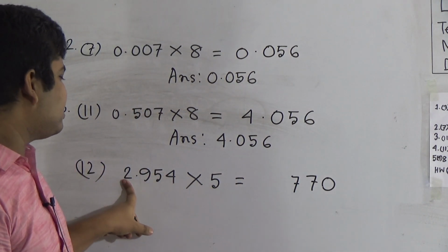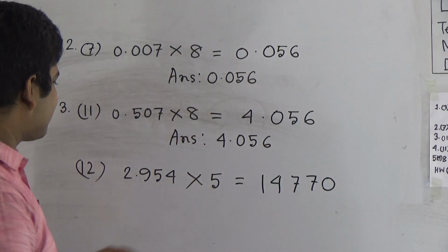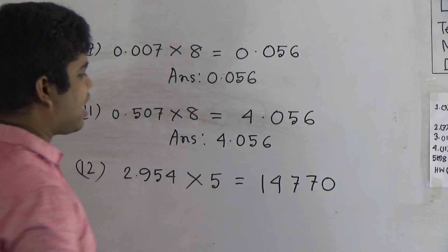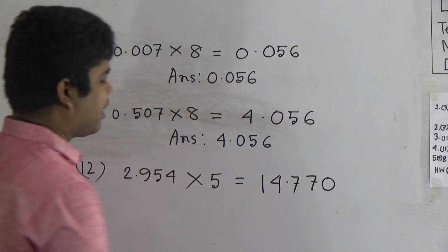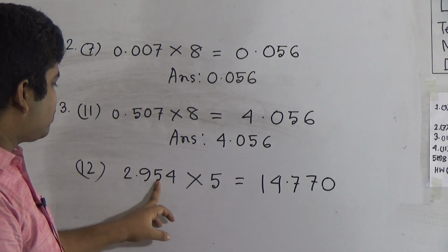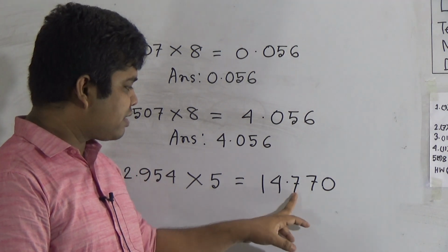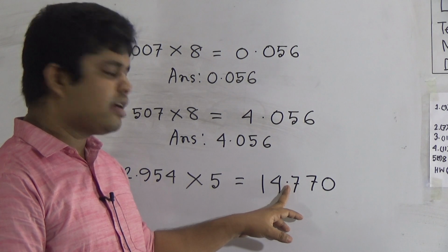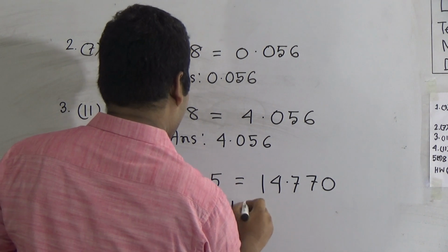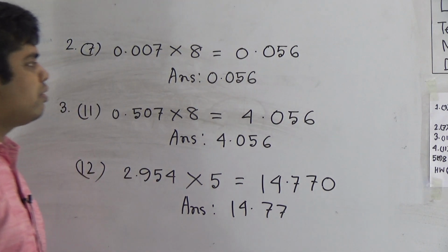Then 5 2s are 10. 10 plus 4 will be 14. Dear student, now please notice, 1 2 3, that means after the point there are 3 digits. For this reason I put the point here. You should bear in mind that after the point there are 3 digits. So here also after the point 3 digits remain, that means 7 7 0, 3 digits. So we write the point here. So this is the answer, 14.77. No need to write the 0, as this 0 has no value.